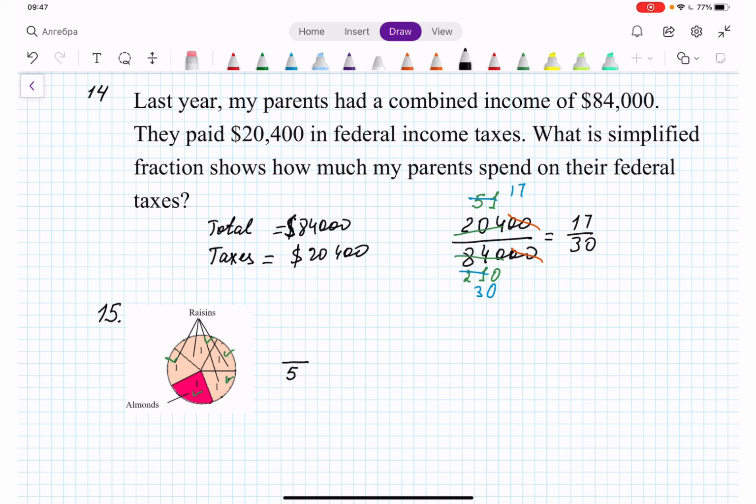And we take how many? Raisins are, let me clean this. Raisins are how many? 1, 2, 3, 4. Yes? So it's coming here, 4.